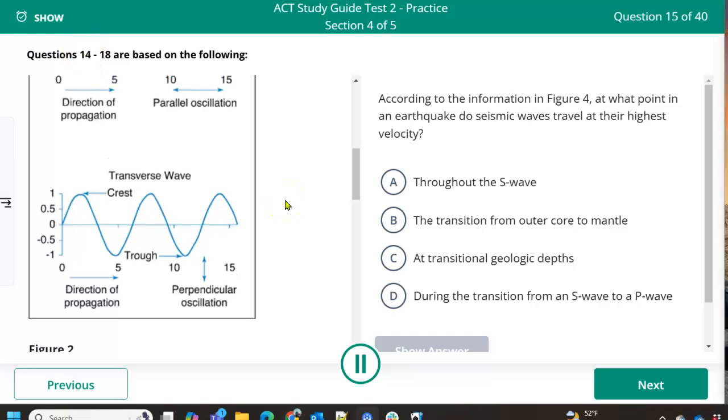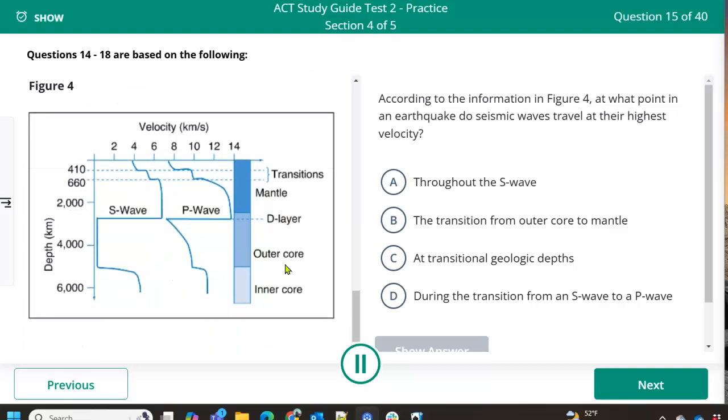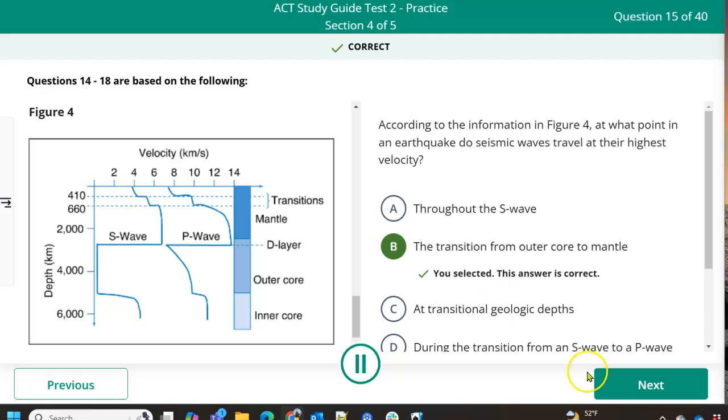According to the information in figure 4, at what point in an earthquake do seismic waves travel at their highest velocity? All right, so velocity is shown across the top. Velocity increases here, and then this point right here, this is the highest velocity, and that is transitioning from outer core to mantle. So yeah, right here, transition from outer core to mantle is the highest velocity.